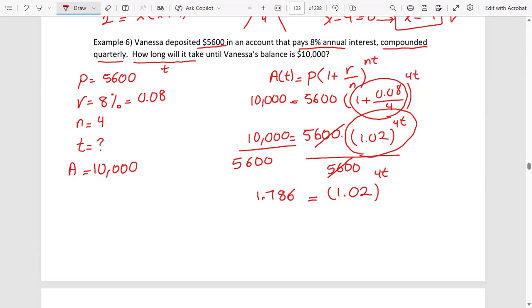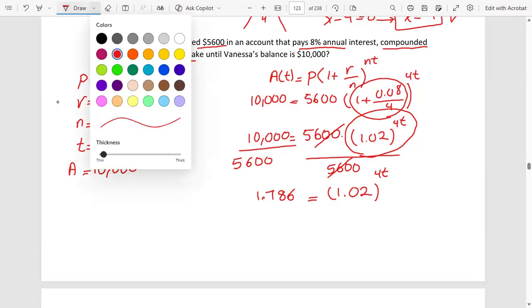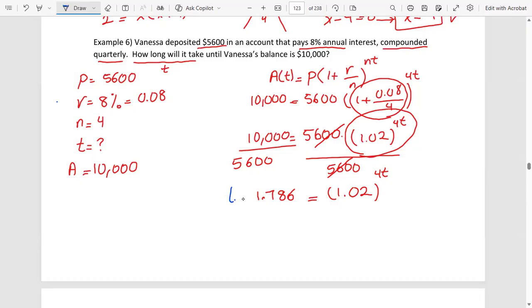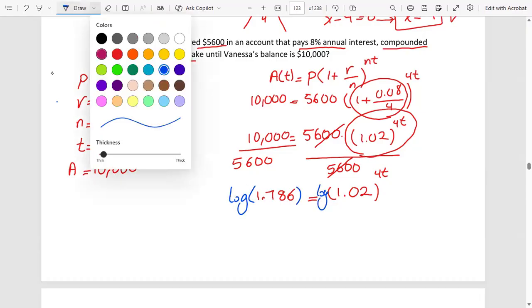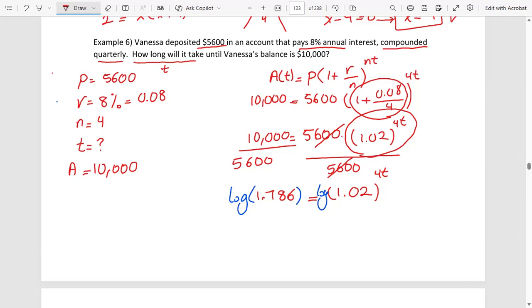based on what we learned for solving exponential equations, we need to look at the bases. The bases are not the same on the right and left, and we are not able to make them the same, so we have to use log. So I will put the log on both sides, the log of this number and the log of this number. Okay. Let me move the power. So I will have the log of 1.786, which is equal to 4t times the log of 1.02.